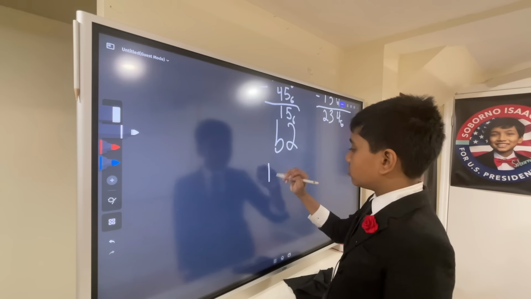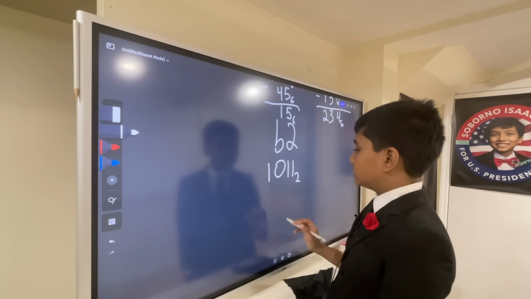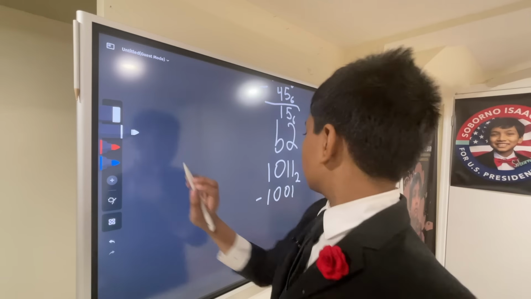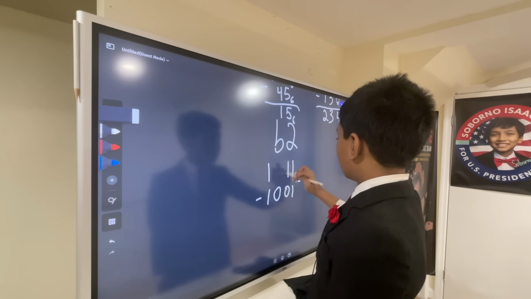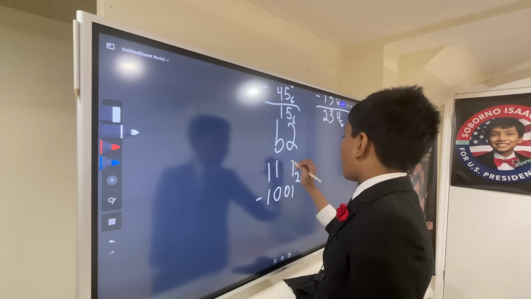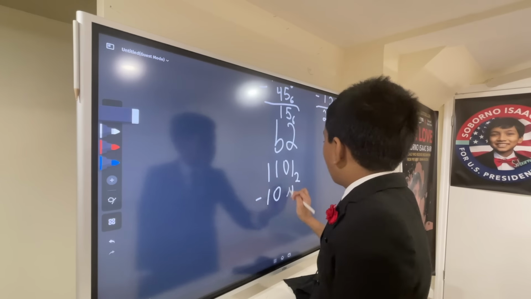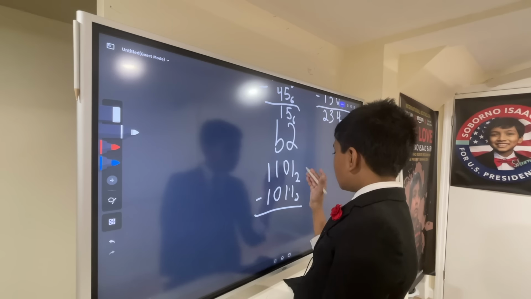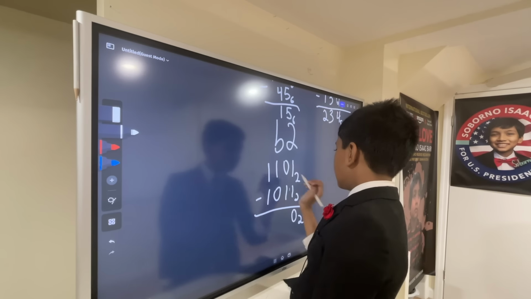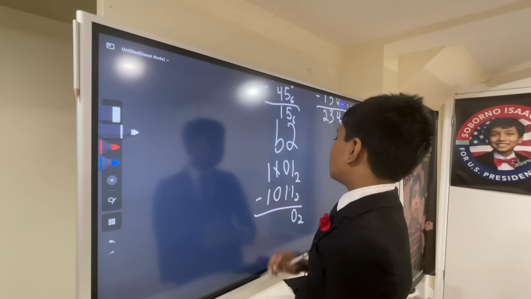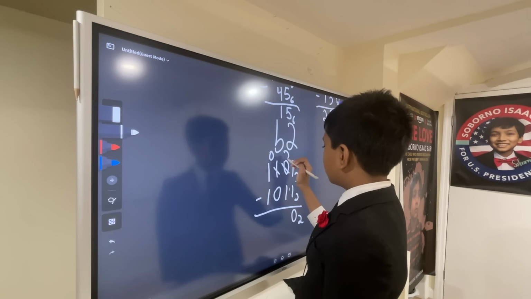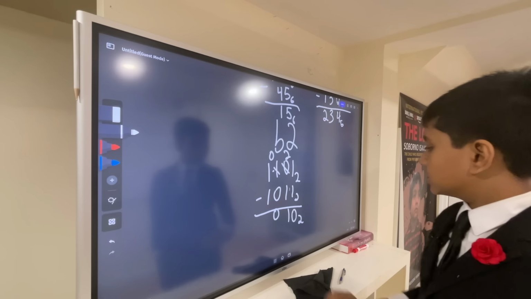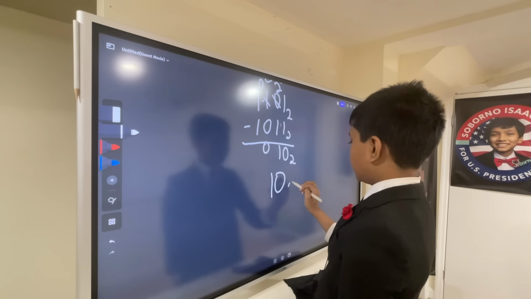Okay, and for base 2, let's do 1011 base 2 minus 1001 base 2. Well, no, that's not the most creative thing in history. 1101 minus 1011. Okay, so 1 minus 1 is obviously going to be 0. 0 minus 1 isn't going to work. So we're going to make this 0. This is going to be 2. 2 minus 1 is 1. 0 minus 0 is 0. 1 minus 1 is 0. So it's just 10 base 2.